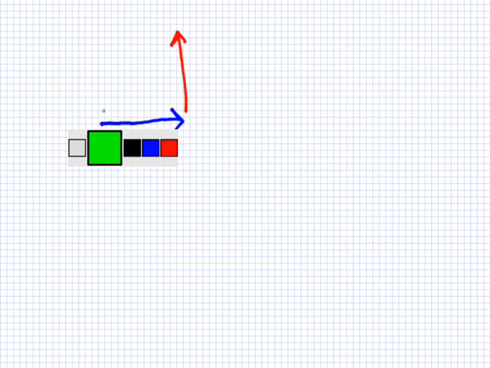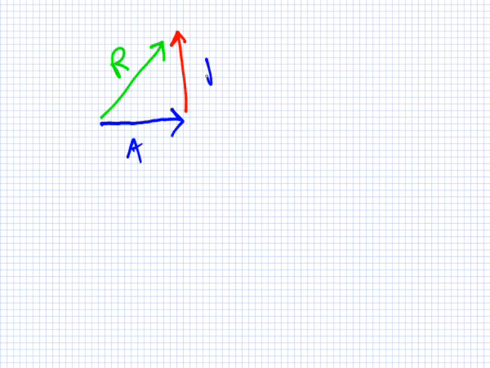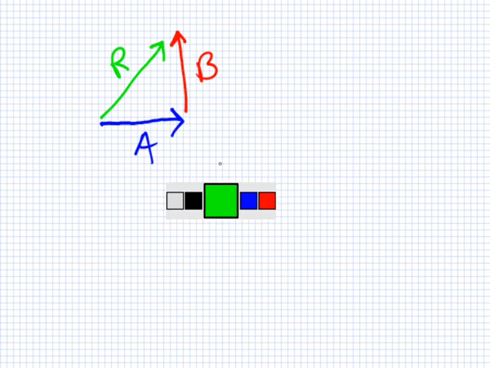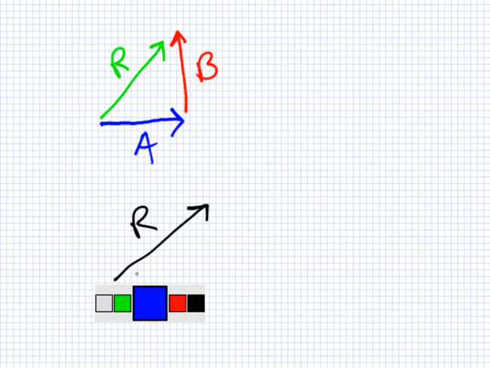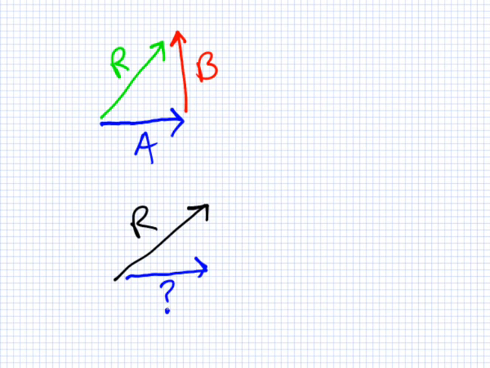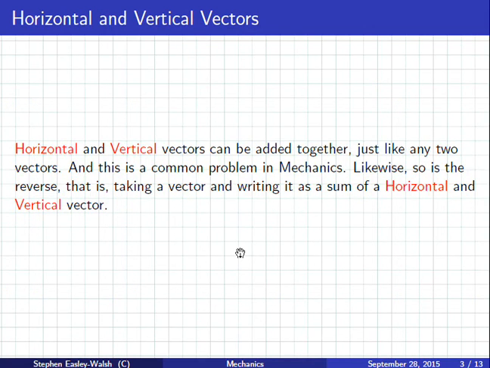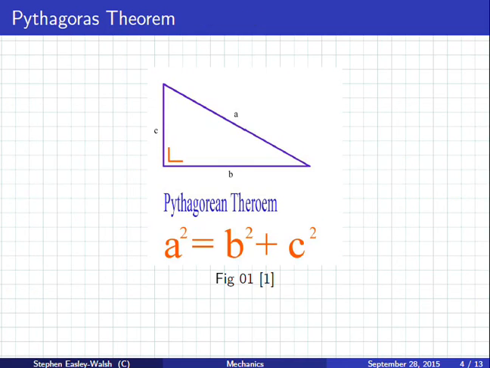So here's a horizontal vector. I'll draw that again. Here's a horizontal vector. Here's a vertical vector. And using the vector triangle we did last time, this is the resultant vector. So what we want to do today is, if I give you the resultant vector, can we go backwards? Can we find what this vector is? And can we find what this vector is?